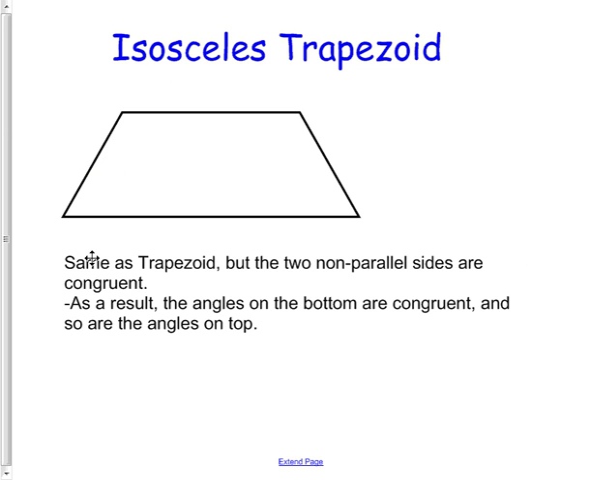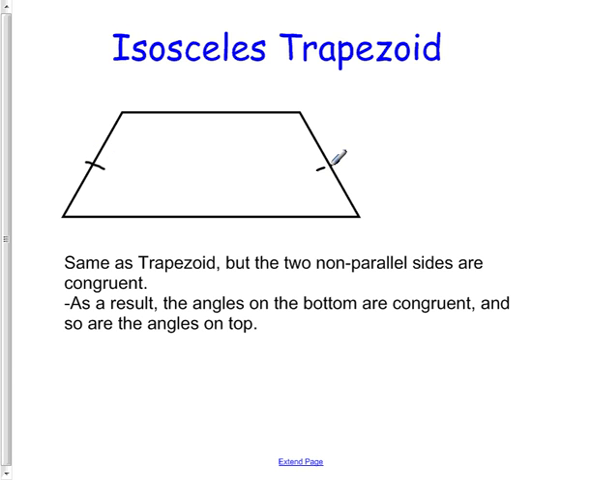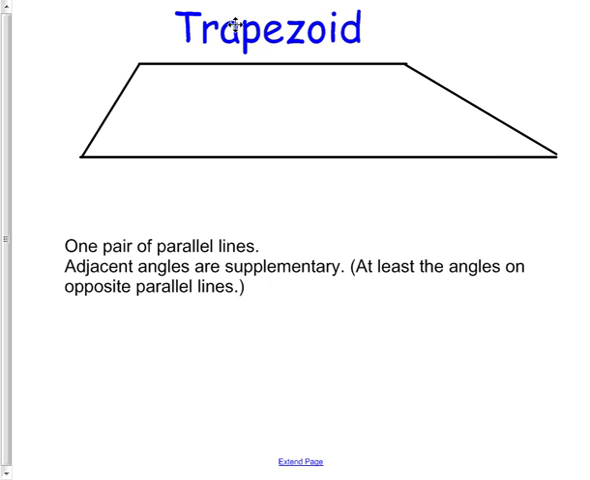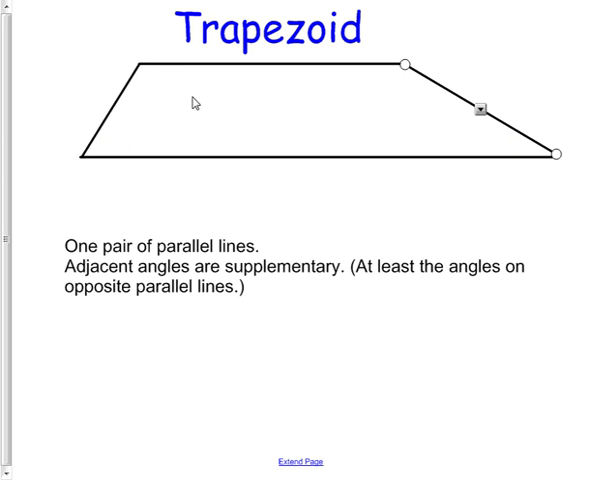So the rules are the same as a regular trapezoid, but the two non-parallel sides are congruent. So what I mean is this side is the same as this side. So if we look back at the trapezoid, this side and this side were not the same length. And once again, this is a type of trapezoid. But in general, in a trapezoid, these two sides on opposite sides do not have to be the same length.